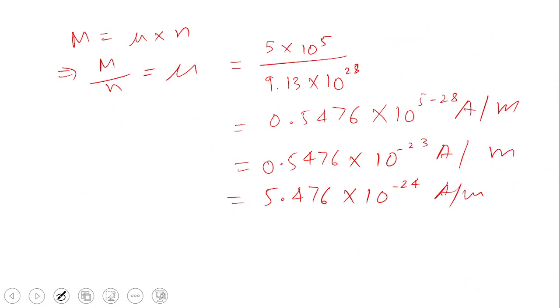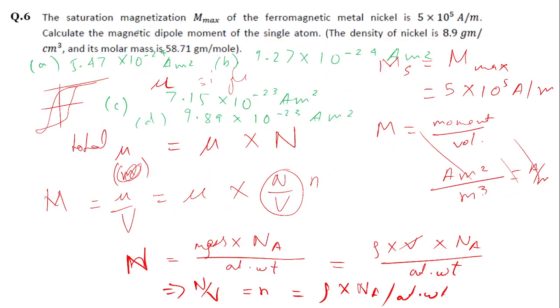So our answer matches this. This is magnetic moment, it's not magnetization. The earlier quantity was in ampere per meter, and this was in per meter cube, so this will become ampere meter square. Okay, so our answer is 5.5 something times 10 to the power minus 24. Yes, this first option, 5.47 times 10 to the power minus 24, is the correct answer, option A.